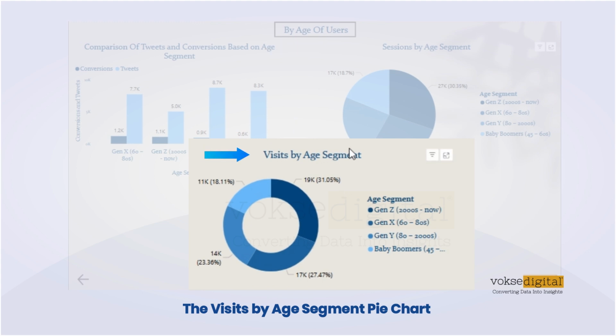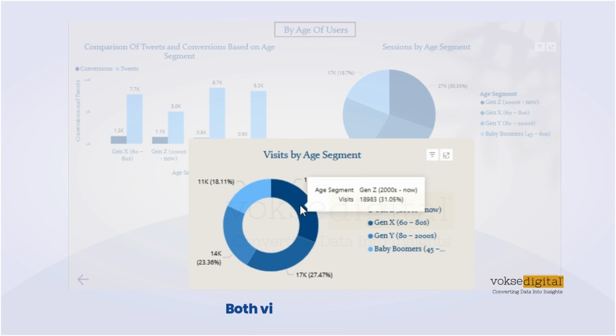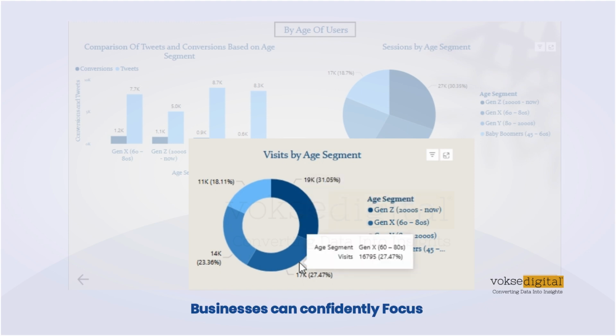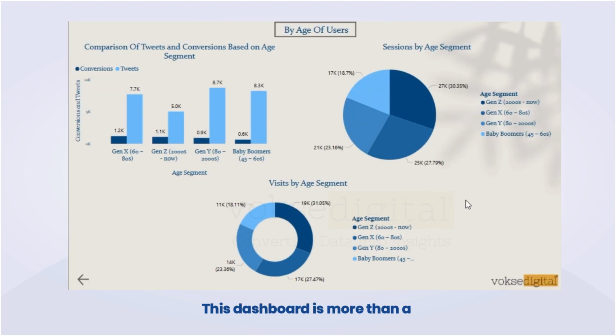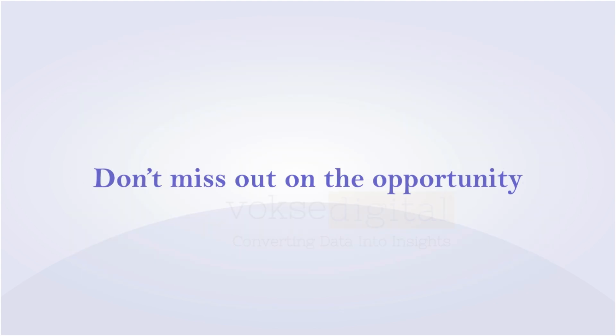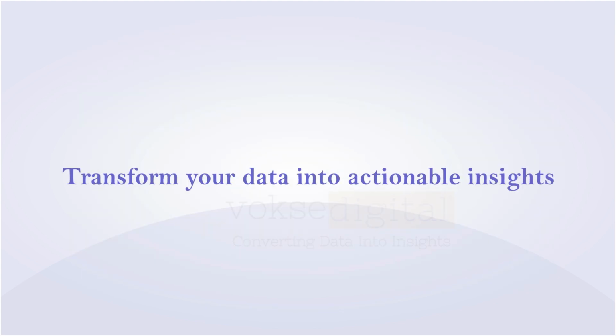The Visits by Age segment pie chart further enhances this analysis. It complements the session data by offering insights into how different age groups engage with the website. With Gen Z and Gen X leading in both visits and sessions, businesses can confidently focus their efforts on these segments to maximize conversions and ROI. This dashboard is more than a visualization. It's a strategic tool. Don't miss out on the opportunity to transform your data into actionable insights.